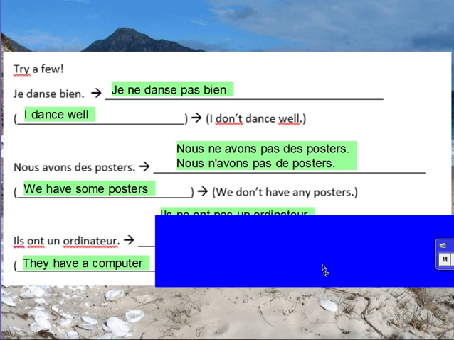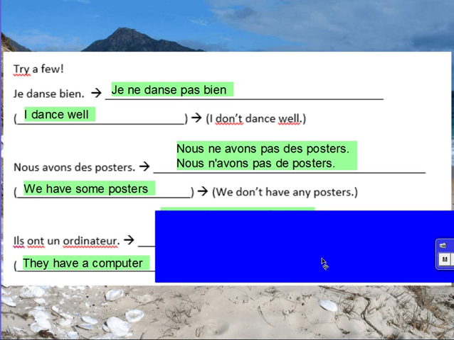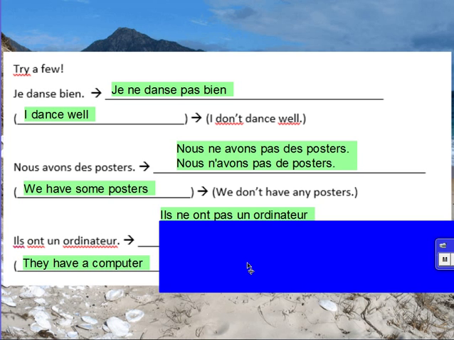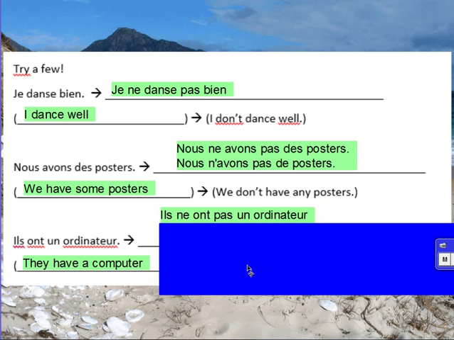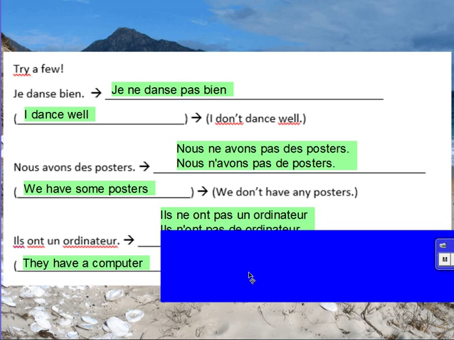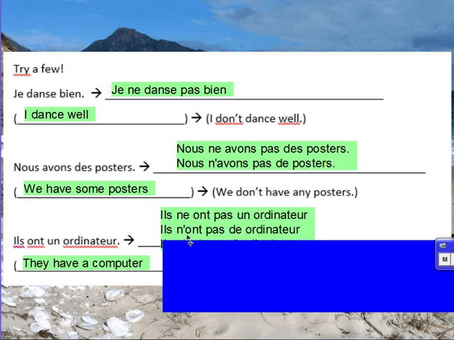Here's our last example. Ils ont un ordinateur means they have a computer. Here's our word for they. Here's our they form of avoir to say they have, and then here's our word for a computer. Ladies and gentlemen, please notice that whenever I want to make it negative, as always, I have to put in a ne and a pas. Then I have to make sure that I realize that that ne is coming before a word that starts with a vowel, so I make it an apostrophe.